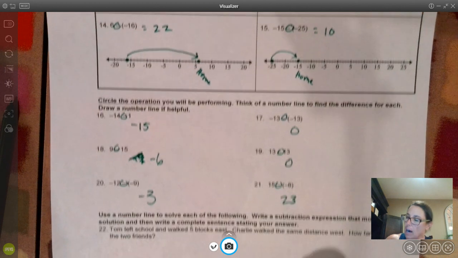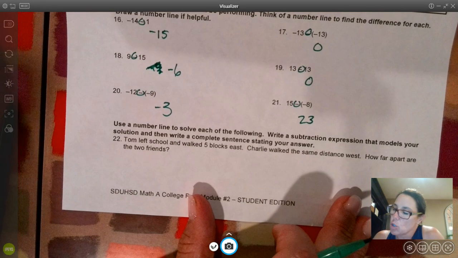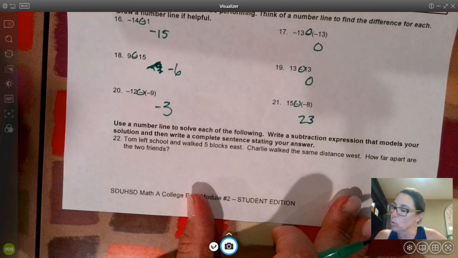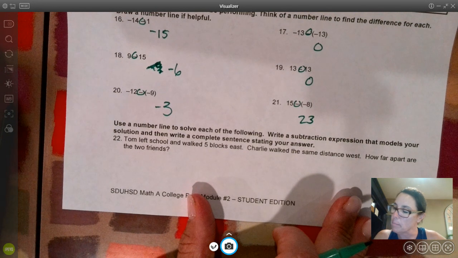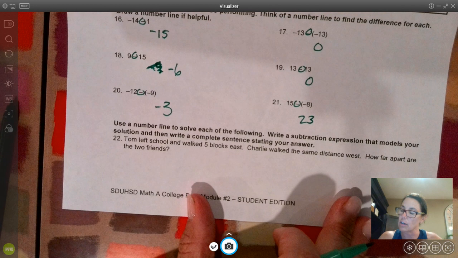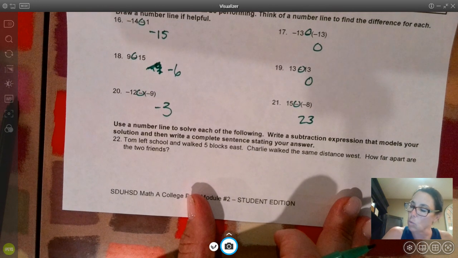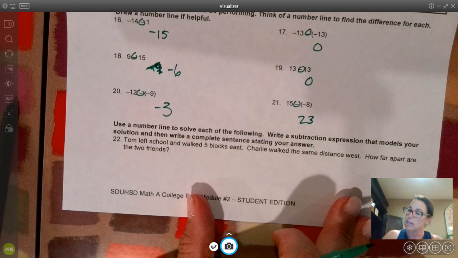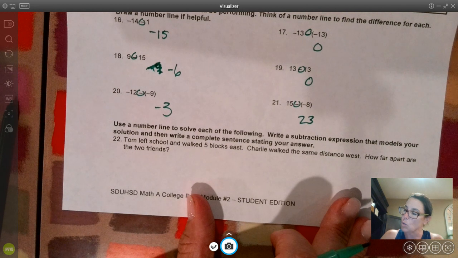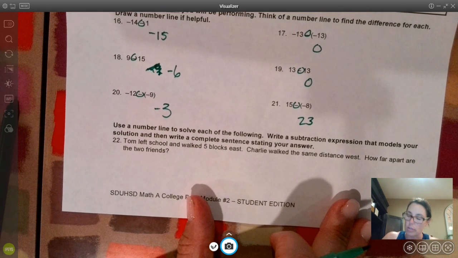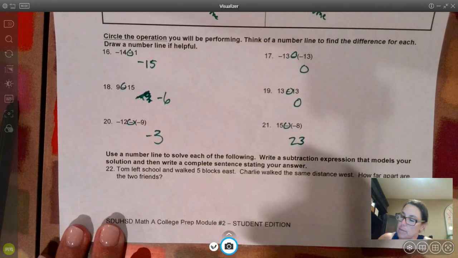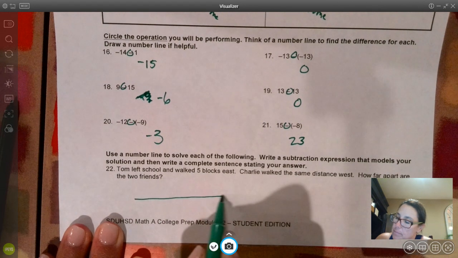Okay. All right, the last one here, guys, it says use a number line to solve each of the following. Write a subtraction expression that models your solution, and then write a complete sentence stating your answer. Tom left school and walked 5 blocks east. Charlie walked the same distance west. How far apart are the 2 friends? Okay, so use a number line.